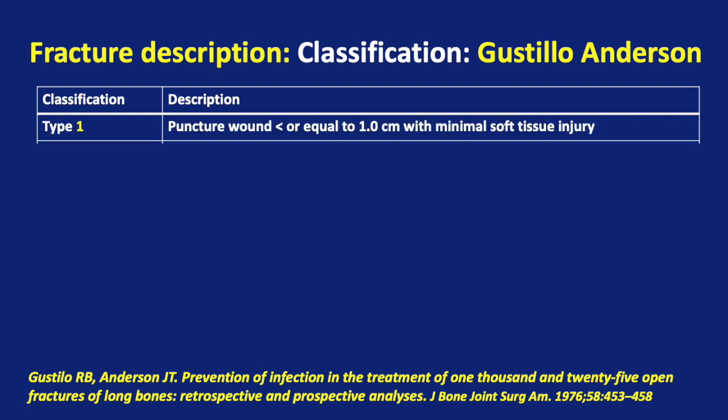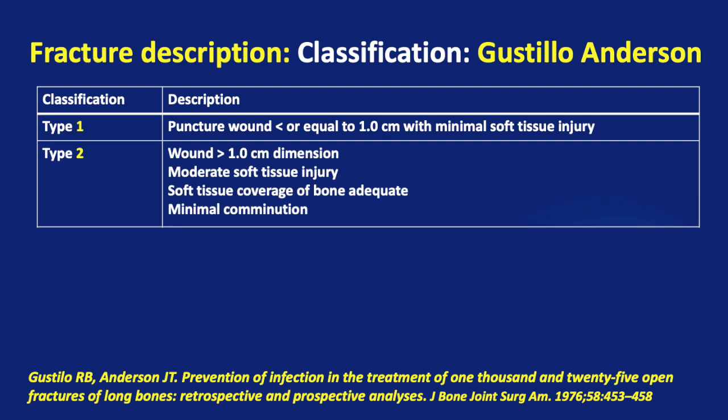If there is only a puncture wound less than or equal to 1 cm with minimal soft tissue injury, it is classified under type 1. If the wound is more than 1 cm dimension with moderate soft tissue injury with soft tissue coverage of bone adequate and minimal comminution, it is type 2.